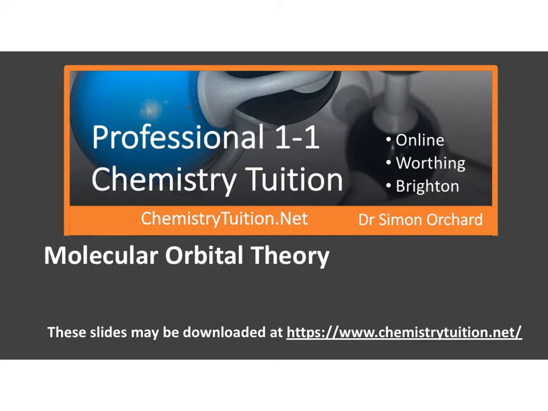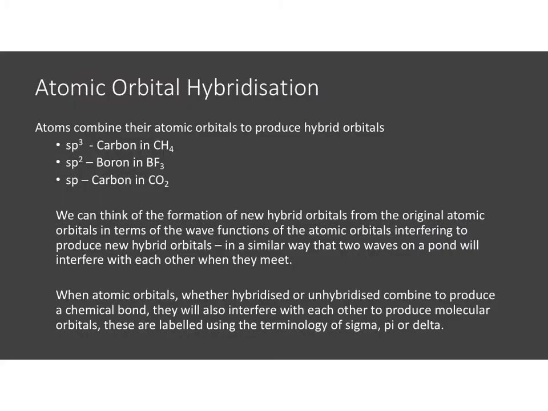Having considered how atoms hybridize their orbitals to bond, I thought it may be interesting for us to look at how they now bond together. So let's spend a bit of time looking now at molecular orbital theory. When we looked at hybridization, we considered how individual atoms can change their atomic orbitals to produce hybrid orbitals, allowing more bonds to form.